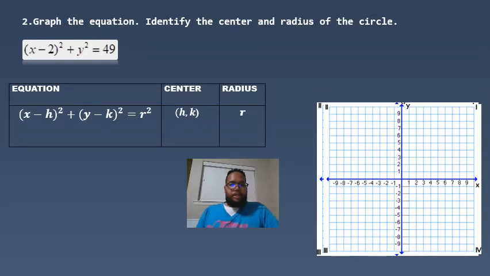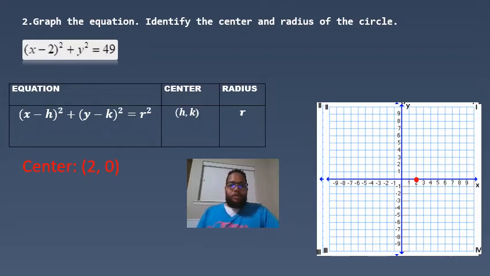Let's take a look at the center first. Now we actually have something in there. We have x minus 2. So that looks awfully like x minus h. So that means h is 2. There's nothing there with the y, so that means k is 0. So my center is 2, 0. So let's put that on the graph. There it is.